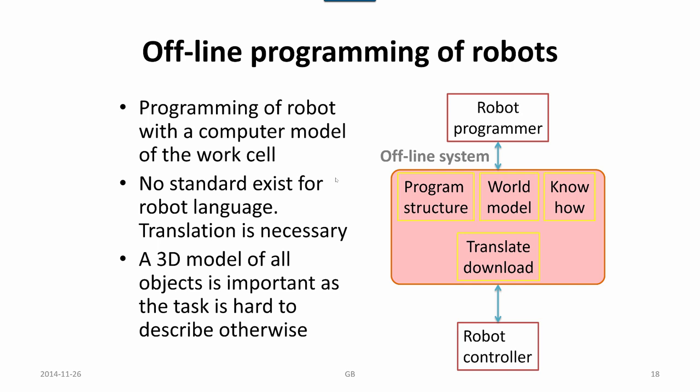So we create the robot program structure. We develop a world model to create the robot system with all its peripherals. We have some know-how, often related to the application and the task program. And then we generate the task program for the specific case we are actually working on. Then, when everything works, we can translate to the target system, download to the robot controller, and check that things actually work.